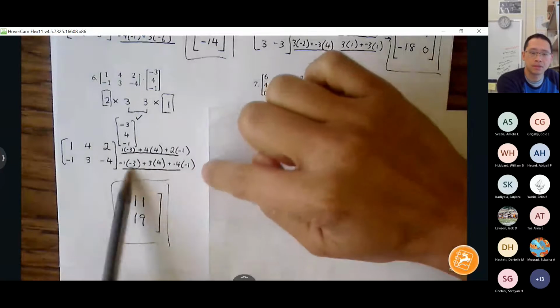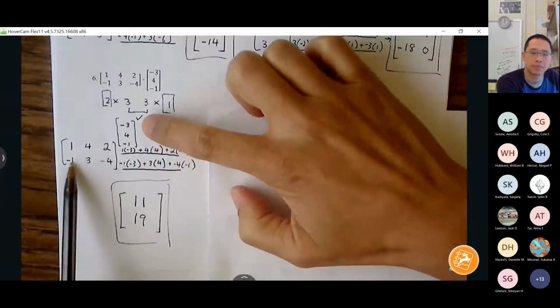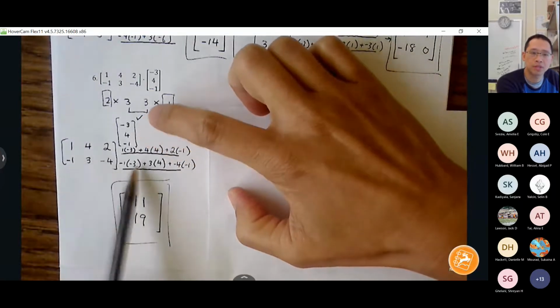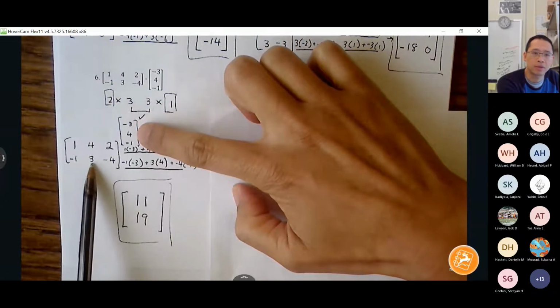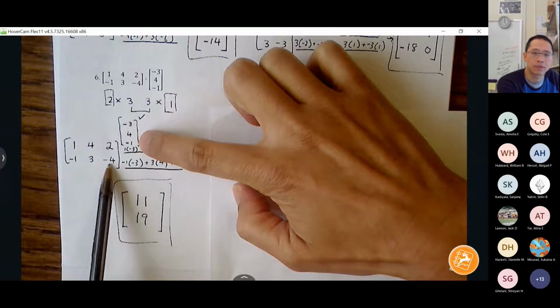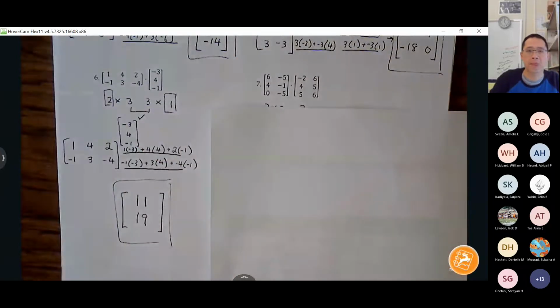And then these numbers also same idea. Go from left to right. This is second row, first column. -1 with -3, 3 with 4, and -4 with -1. Okay, any questions? Any other questions? All right, try number 7.